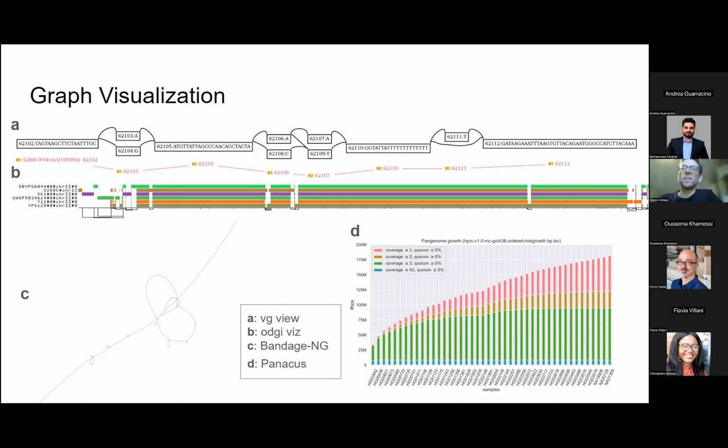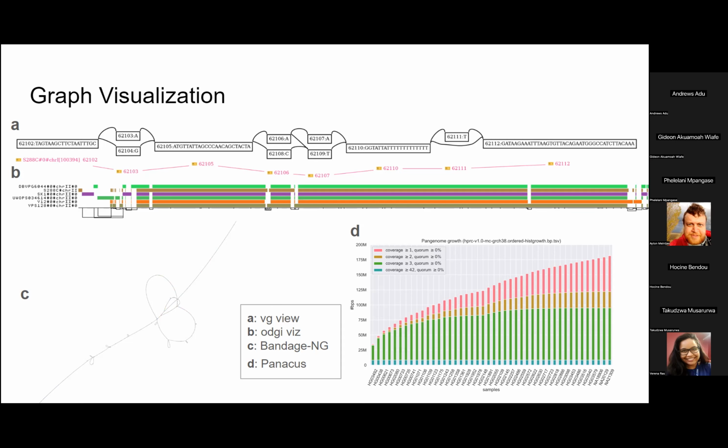B is Odgi Viz. This is a great one that kind of squishes your graph into almost like an alignment matrix while still showing you some of the structural variation. And that one scales really well. You could usually do whole chromosome graphs with that. And Minigraph-Cactus has an option to spit one of these out for each chromosome.